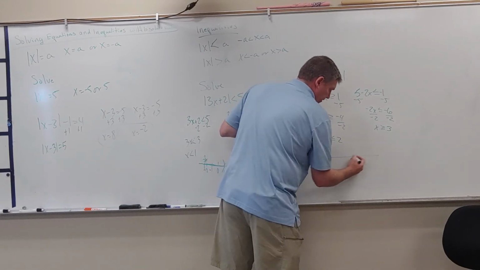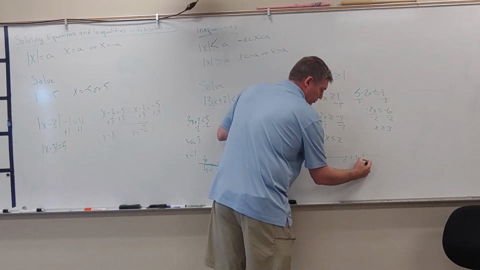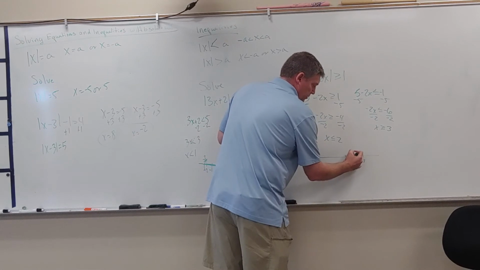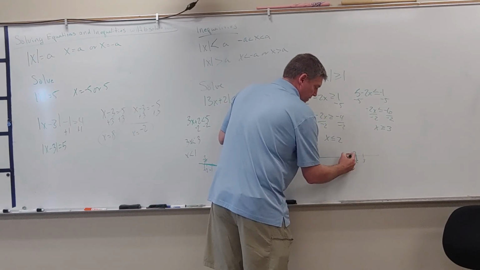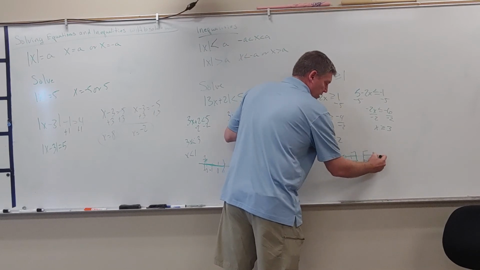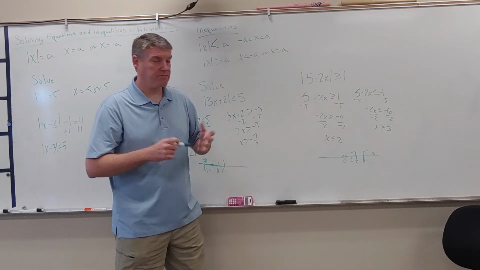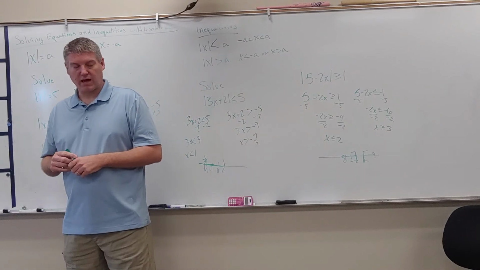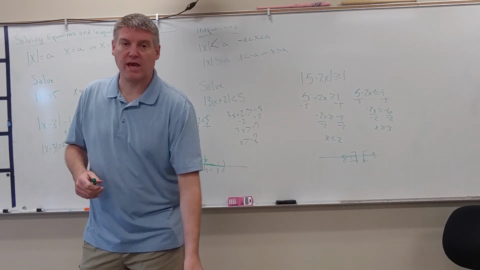So on our graph here, here's 0, 1, 2, 3. Okay, so I'm going to put a bracket, I'm less than, bracket, I'm greater than. Okay, so that's solving absolute value equations and inequalities.